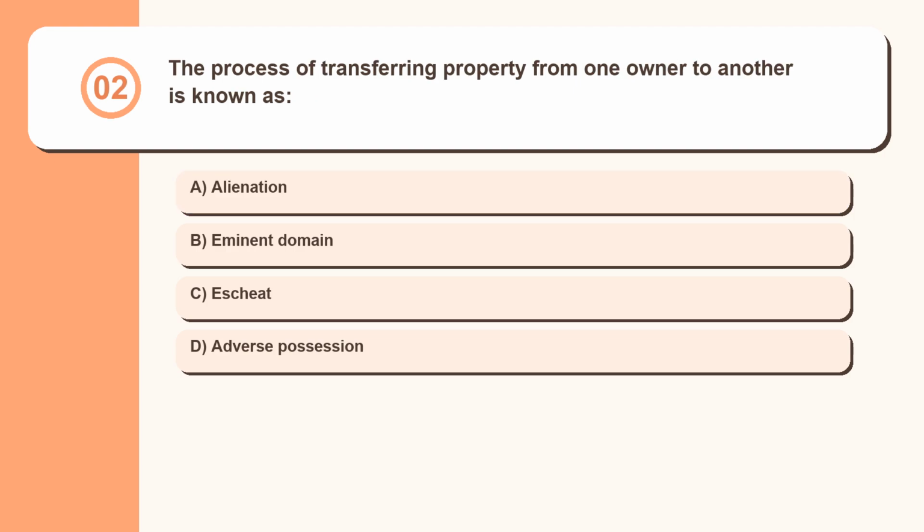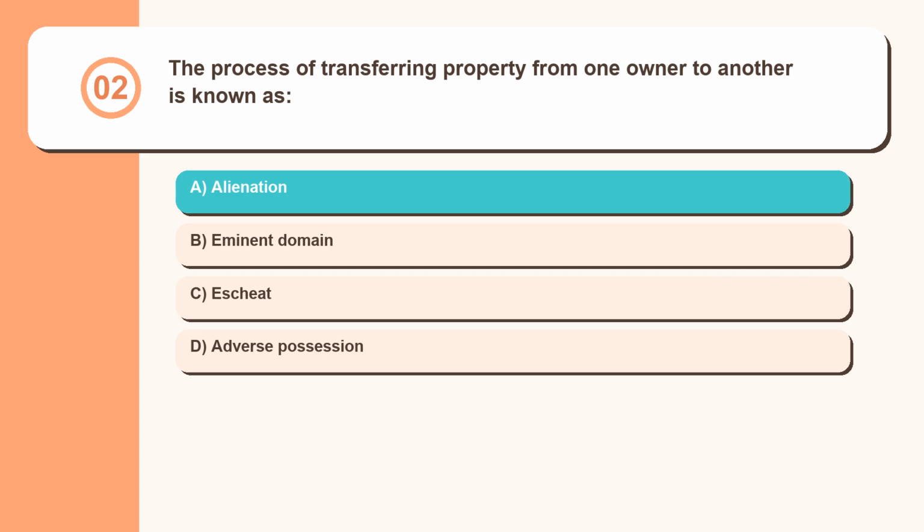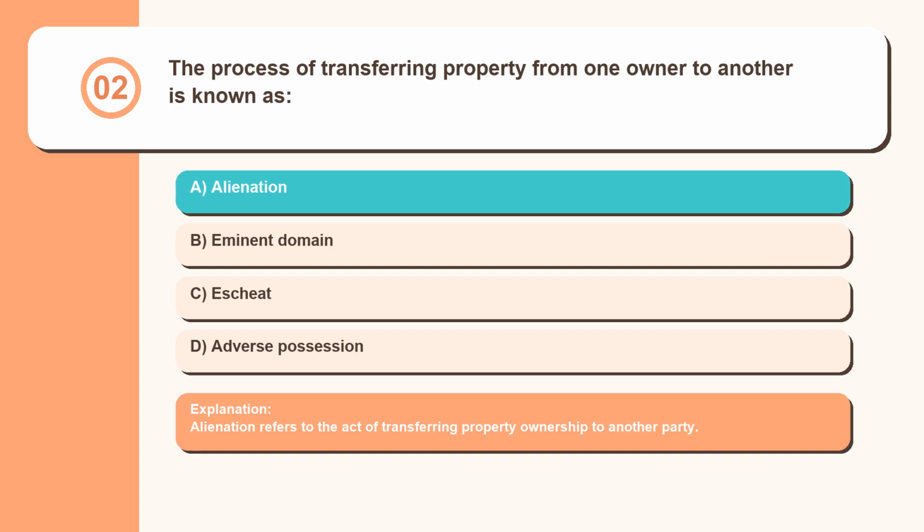Question 2. The process of transferring property from one owner to another is known as alienation, eminent domain, escheat, adverse possession. Alienation refers to the act of transferring property ownership to another party.